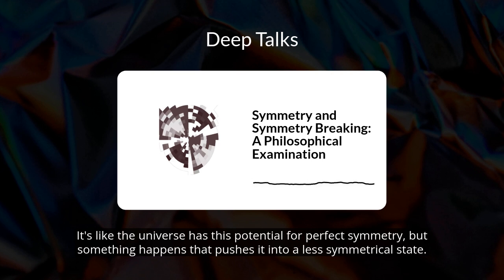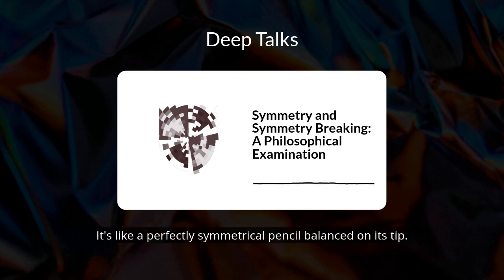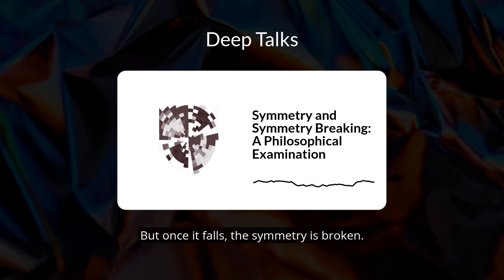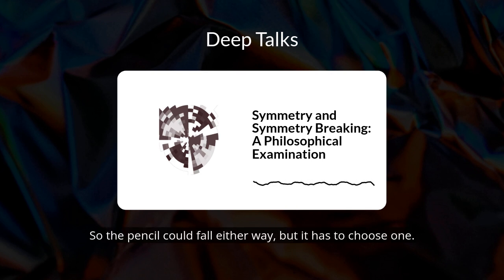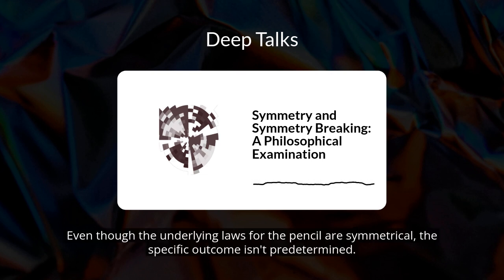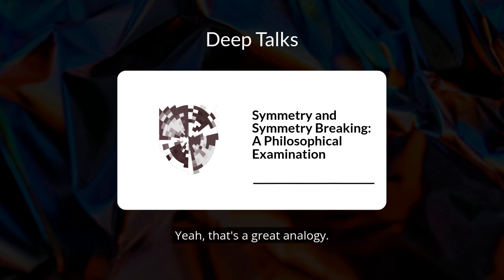Right. It's like the universe has this potential for perfect symmetry, but something happens that pushes it into a less symmetrical state. Exactly. It's like a perfectly symmetrical pencil balanced on its tip. The laws of physics are the same whether it falls to the left or to the right. Right. But once it falls, the symmetry is broken. I see. So the pencil could fall either way, but it has to choose one, and that choice breaks the symmetry. Yeah. Even though the underlying laws for the pencil are symmetrical, the specific outcome isn't predetermined. Yeah, that's a great analogy.